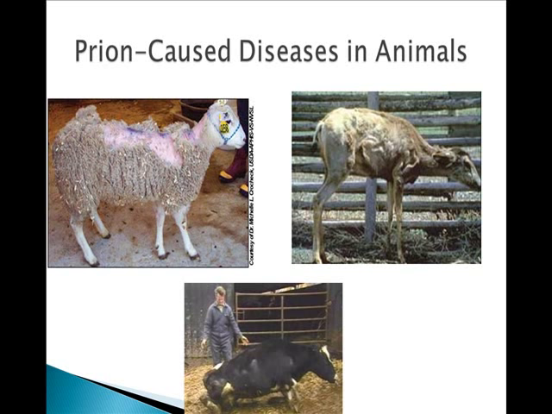There's also one that's not shown here. It's called transmissible mink encephalopathy, which obviously happens in mink. Chronic wasting disease is a problem here in Idaho because it affects mule deer and elk. And there's, of course, bovine spongiform encephalopathy, which is mad cow disease, which we've all heard about.